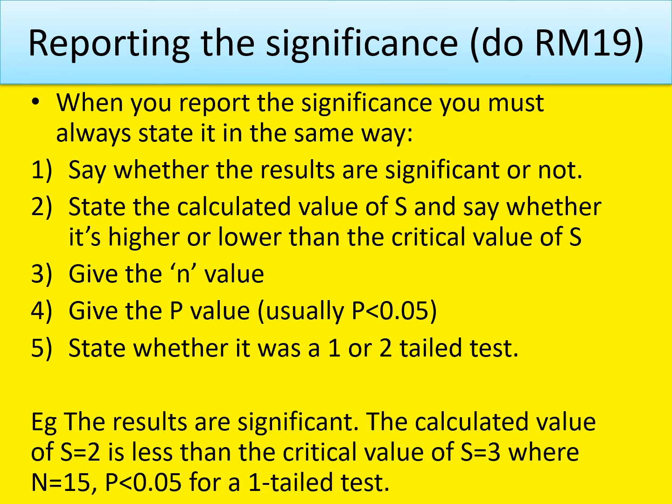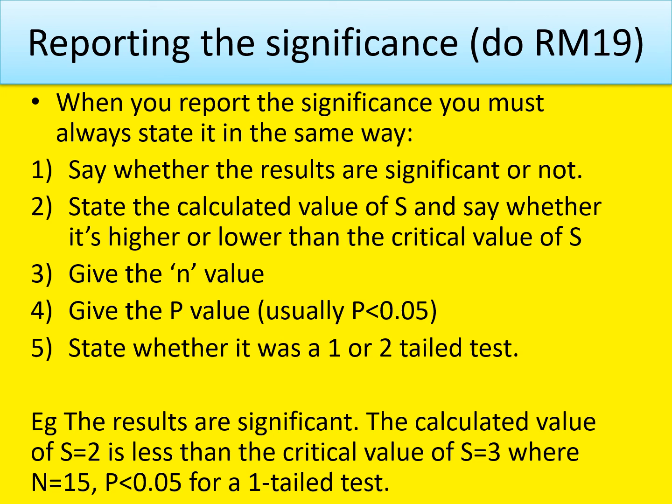So when you report the significance, you have to state it in the same way. They want loads of information and it's really irritating. So the first thing you say before anything is whether the results are significant or not. Make it easy for the examiner. Write it in big letters: it is significant or it is not significant. The next thing you do is state the calculated value of S and say whether it's higher or lower than the critical value of S.